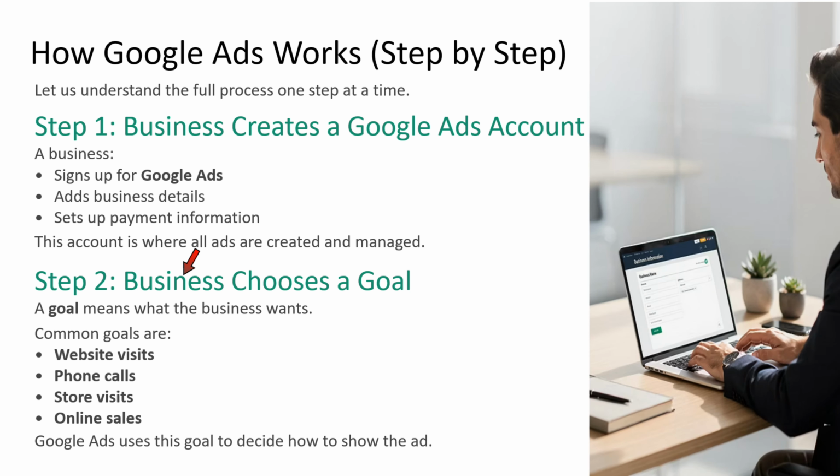Step 2. Business chooses a goal. A goal means what the business wants. Common goals are website visits, phone calls, store visits, and online sales. Google Ads uses this goal to decide how to show the ad.